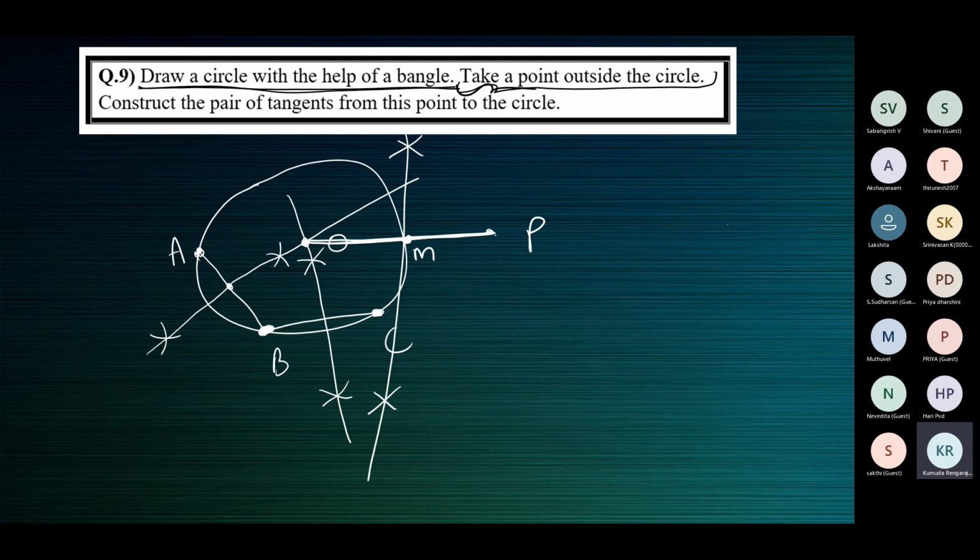M is the midpoint of OP. Now we need to draw a circle with OP as diameter. What is O? Center of the circle. What is P? The point outside the circle. We need to draw a circle with OP as diameter. So what do we do?